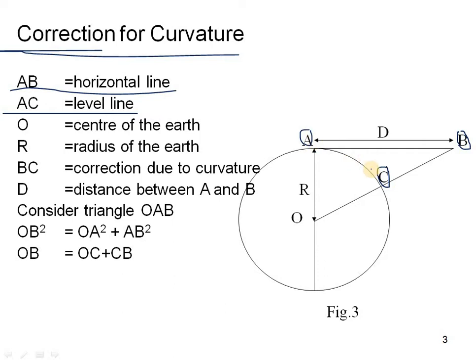From A to C it is determined as the level line, AB is equal to the horizontal line, and O is equal to the center of the earth. This O is the center point of the earth surface. We also say it as the core of the earth, and capital R is equal to the radius of the earth. We can observe here that from O to A, capital R is written. This is called the radius of the earth.